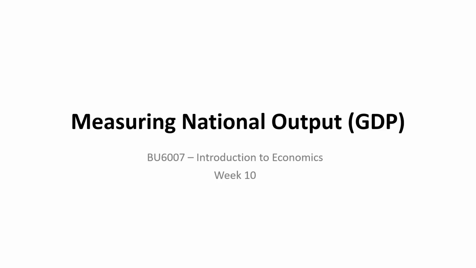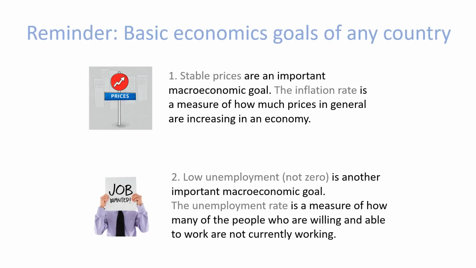Hello everyone. Today we are going to talk about gross domestic product and learn how to calculate GDP. Here we are going to look at some of the key macroeconomic objectives of government. The first goal is to have price stability.